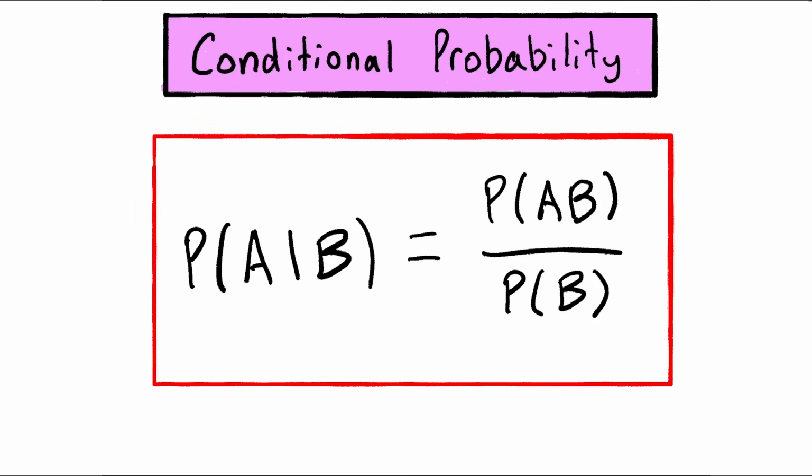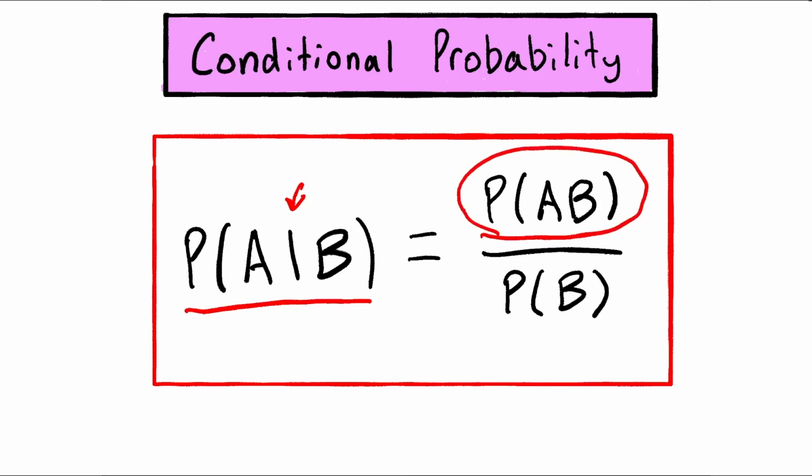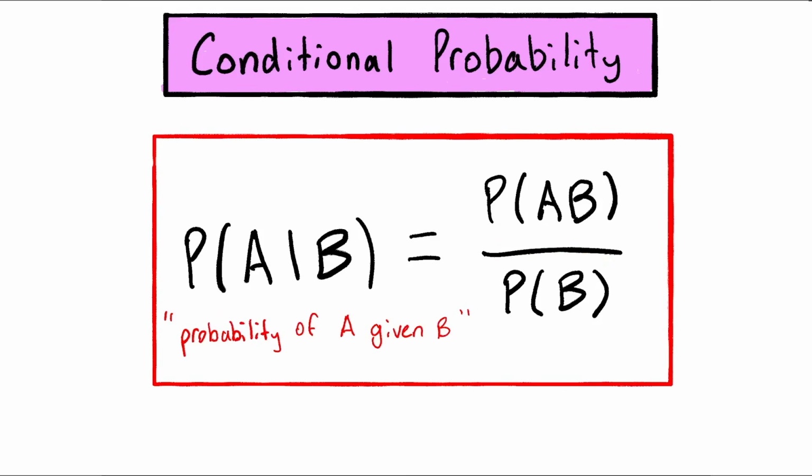In general, the probability of A given B, this symbol right here is a given, the straight bar, equals the probability of A and B divided by the probability of B. So where's the logic behind this formula?